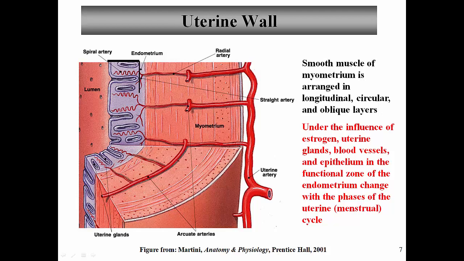Now, in this diagram, you'll see a cross-section of the uterine wall. Notice the smooth muscle that goes from here to here. So there's a very thick smooth muscle wall. You'll notice that the smooth muscle runs in several different directions: longitudinal, circular, and oblique. The outer layer, as we mentioned before, is here. This would be the perimetrium.